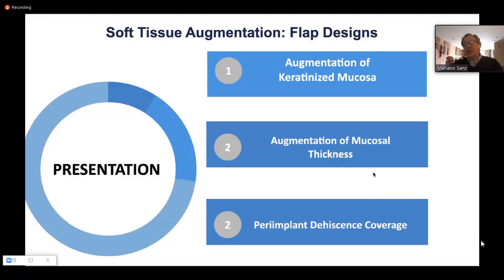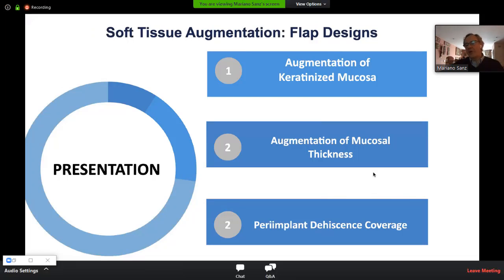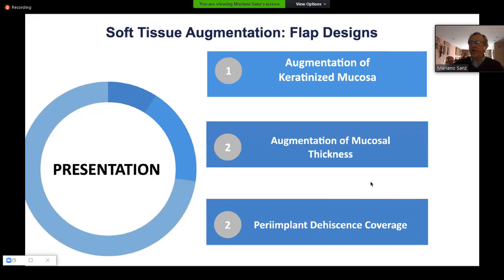Basically, the situation is the same. Here we cannot utilize matrices. We need to utilize connective tissue grafts, preferably from the tuberosity, which have thicker volume and is easier to create and develop enough tissue so that it will cover the abutment, and by changing the restoration, we can improve the aesthetics.